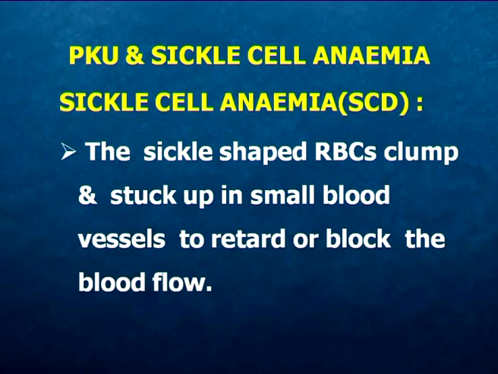Now the sickle-shaped RBCs clump and stuck up in small blood vessels, arterioles, capillaries and small arteries to retard or block the blood flow. రక్త ప్రసరణ వేగాన్ని తగ్గిస్తాయి లేదా రక్త ప్రసరణానికి అడ్డుకోవటం జరుగుతుంది అని.